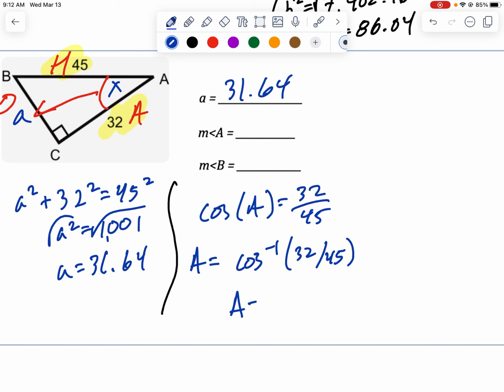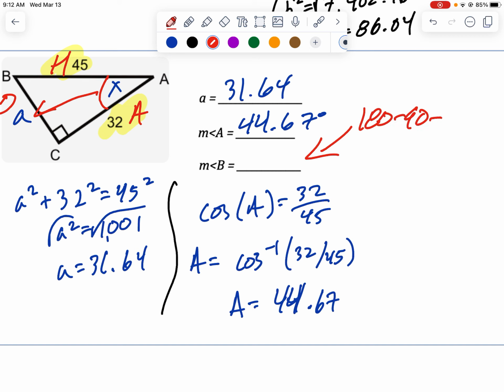Which is 44.67 degrees. And if I want to find B, I would do 180 minus 90 minus 44.67, which would give me 45.33. I could have done trig again with angle B, but I think it's just easier to subtract from 180. Those last two are just a little practice for you.